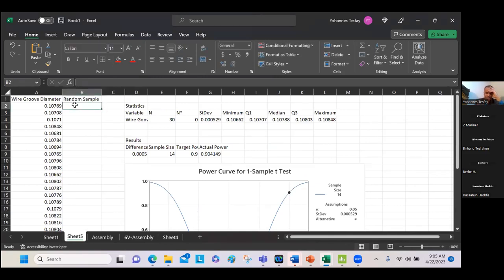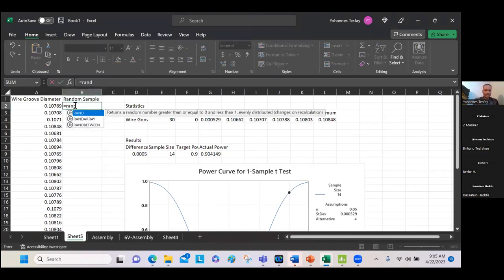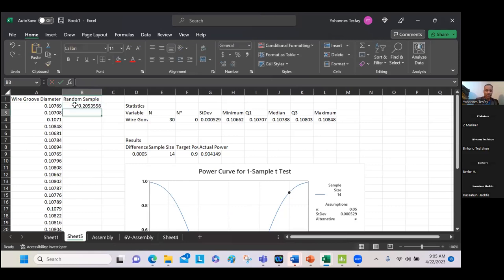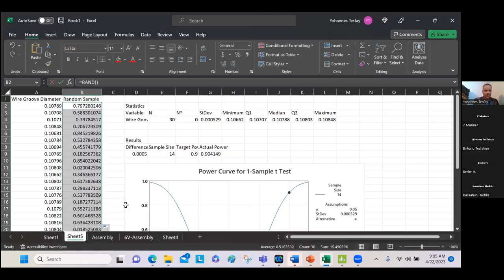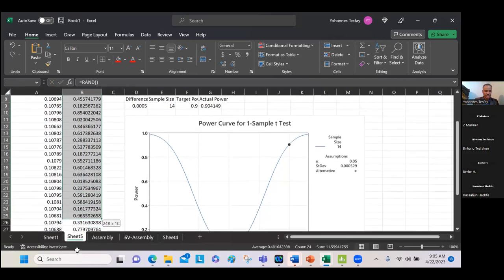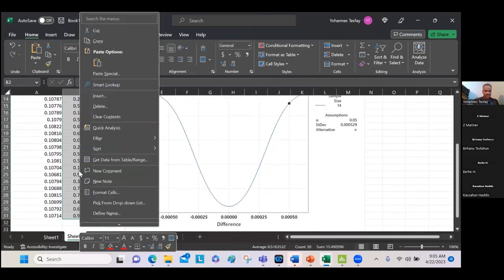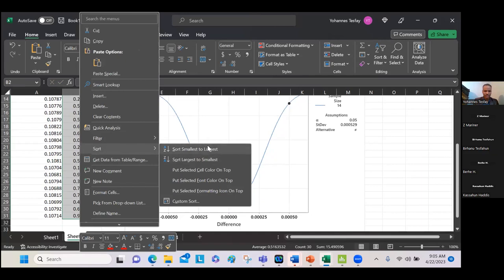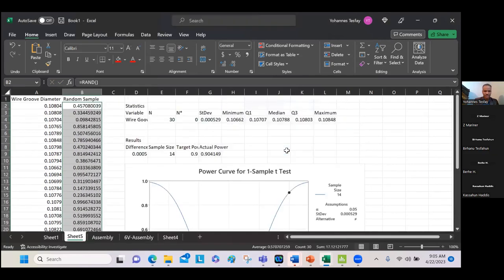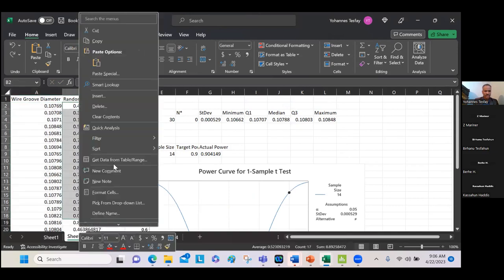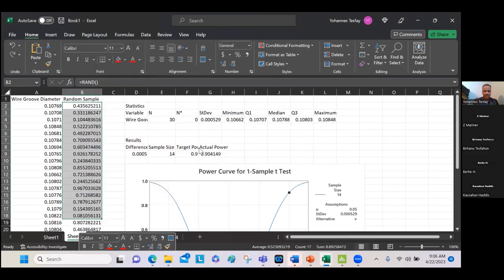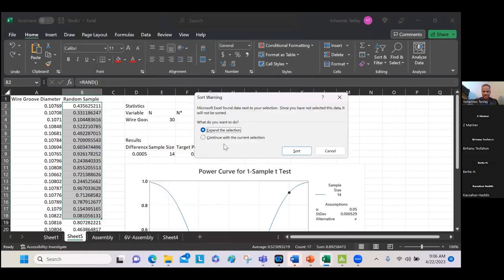So what I'm gonna do is rand. Then I'm gonna do here. Then sort this number. Sort. Extend the sort. You see? I'm gonna sort this one. Extend it.